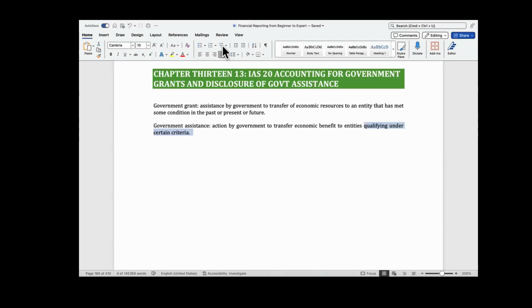And also, let it be known that if you get a grant from an international community, you can qualify under government grant as well. They gave you a grant, because in this industry, probably you're in education, and we believe that you are helping the rural area, so we are giving you this. You can account for that in accordance with IAS 20. So that's government grant, and that's also government assistance. Okay, that being said, right?